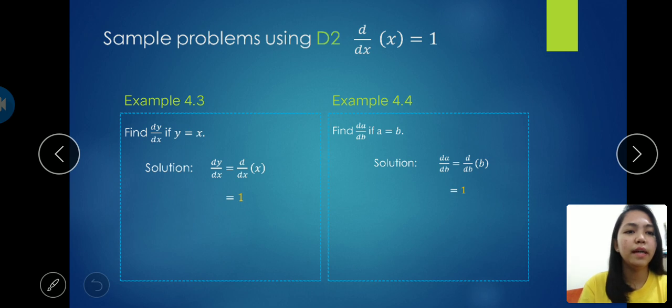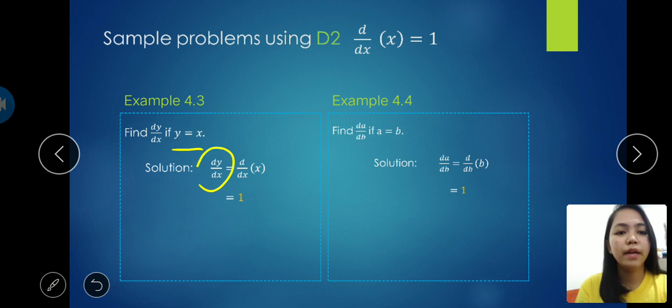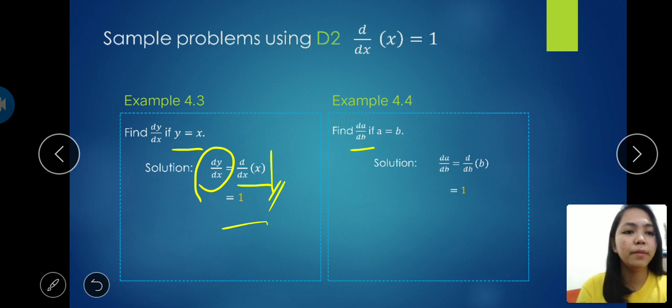So now we have the second rule for differentiation. This is the identity rule. We have the derivative of x with respect to x. This is equal to 1. So for example, we have the function y is equal to x. So in order to find dy over dx, we rewrite the equation, the derivative of x with respect to x equal to 1.